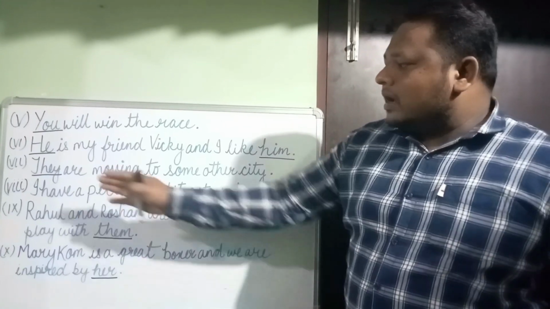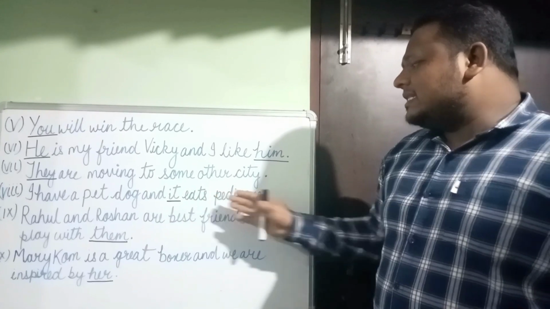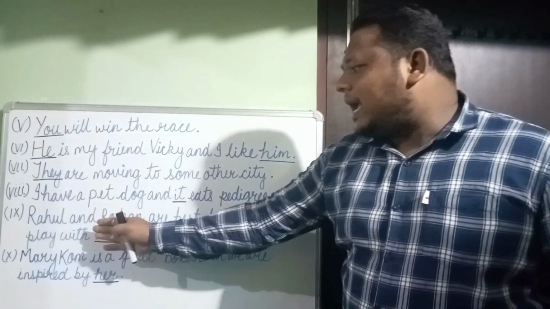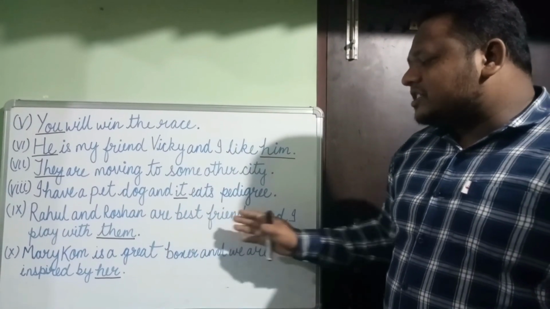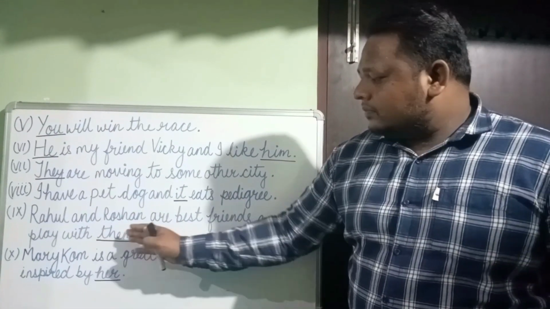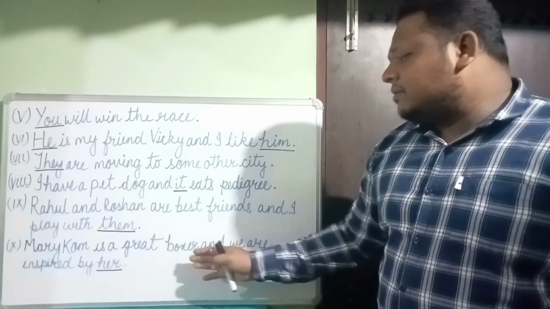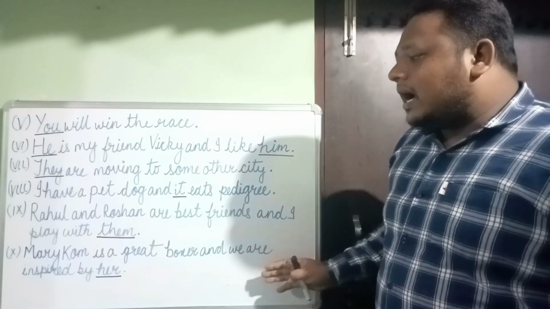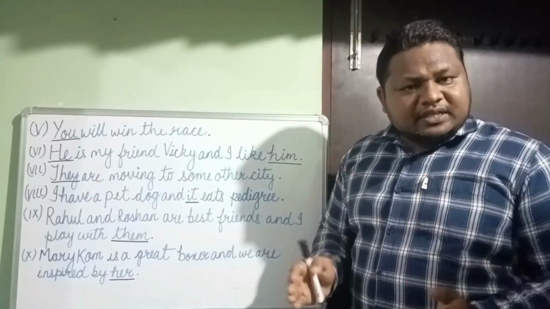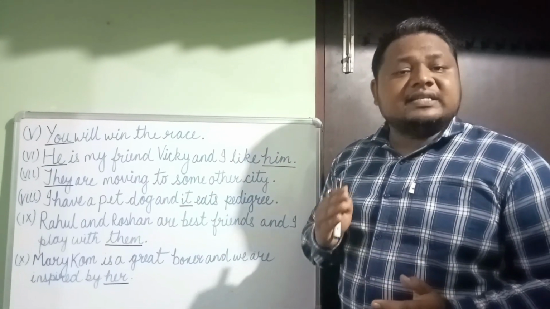They. Number 8. I have a pet dog and it eats pedigree. It. Number 9. Rahul and Roshan are best friends and I play with them. Them. Number 10. Mary Kom is a great boxer and we are inspired by her. Her. So this is how we use personal pronouns for making different sentences.